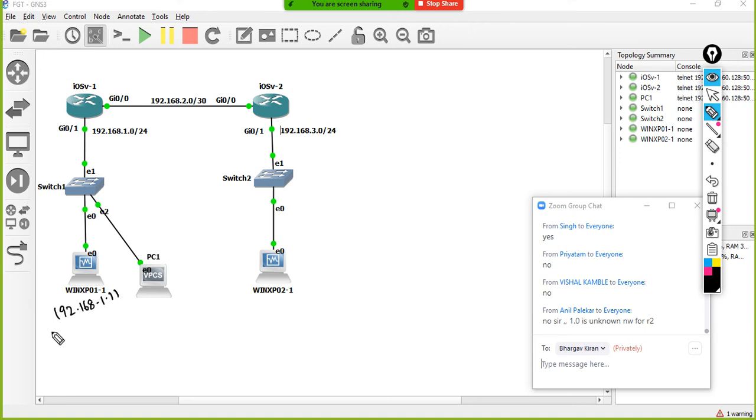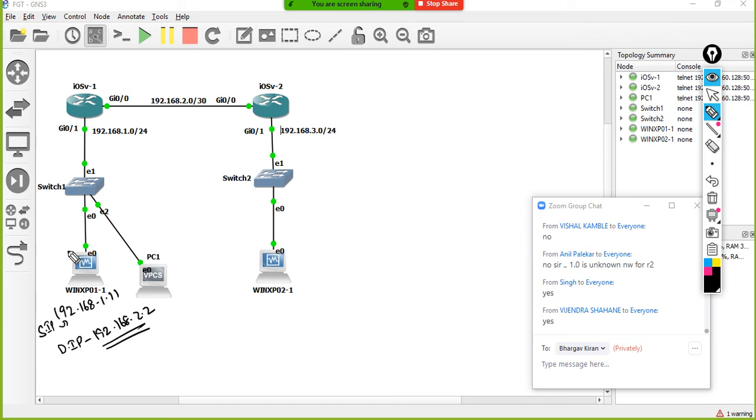192.168.1.11, that's the source IP. Then you are trying for the destination IP 192.168.2.2. Agree? First of all, say yes or no. Yep. Now, first of all, you request where it will go. It will go to the gateway.